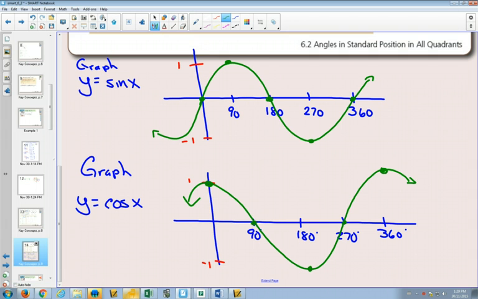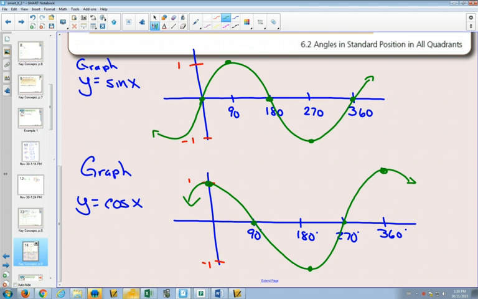So if I said, what is sine of 90 degrees? You look at your graph, go to 90 degrees. Sine of 90 is 1. If I say, what's cos of 270 degrees? You go to your cos graph. Where's 270? Right here. Cos of 270 is 0.